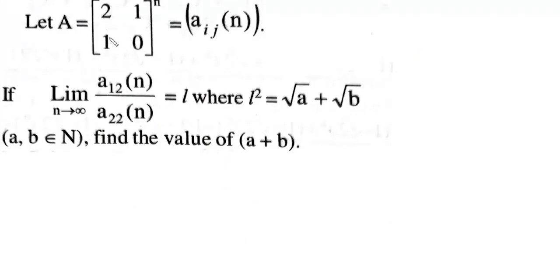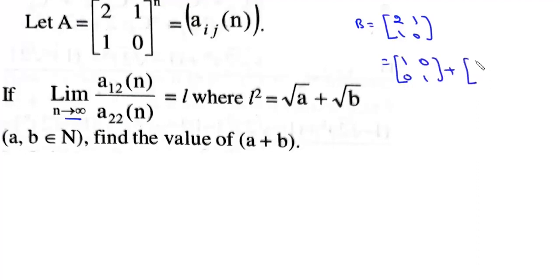Now the question is, let A be the nth power of this matrix [2 1; 1 0], and we need to find the limit as n tends to infinity of A12 upon A22. Now let this matrix be B, which is [2 1; 1 0], and we'll write this as [1 0; 0 1] plus [1 1; 1 -1]. So this is I, and this is suppose C. So we can write this B as I plus C.